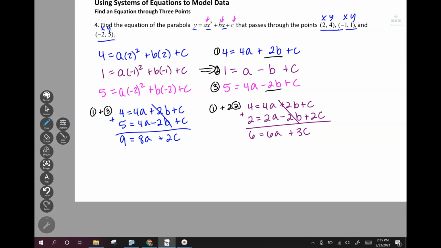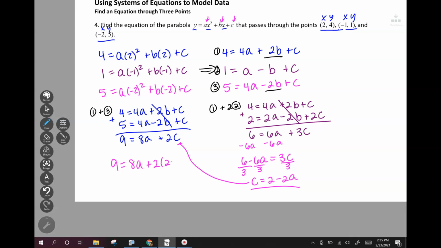I'm going to solve for c in the second equation. So I'm going to subtract 6a. I'm going to divide by 3, divide everything by 3. So I chose this one because I noticed everything was divisible by 3. So that's 2 minus 2a. So now I can substitute that in for c over here. So 2 times 2 minus 2a.